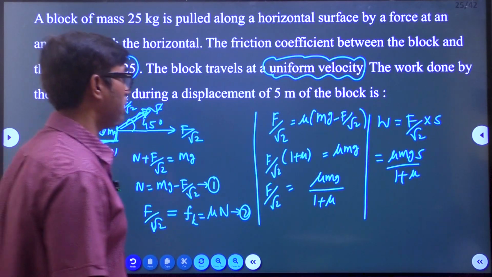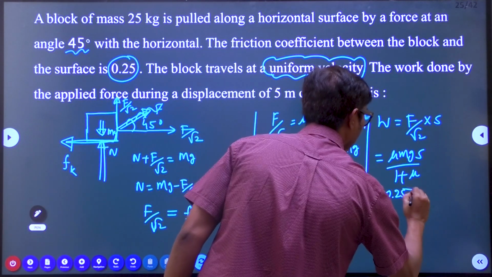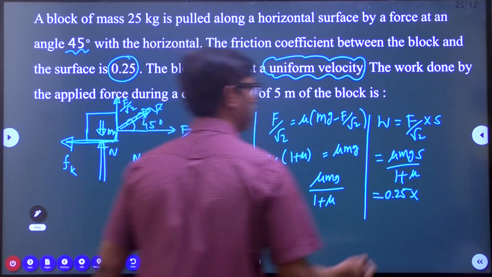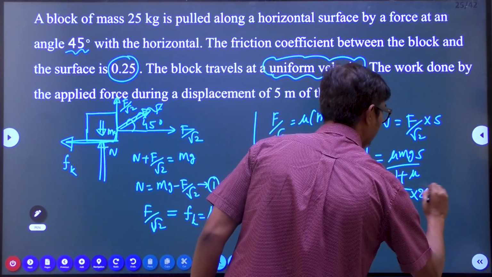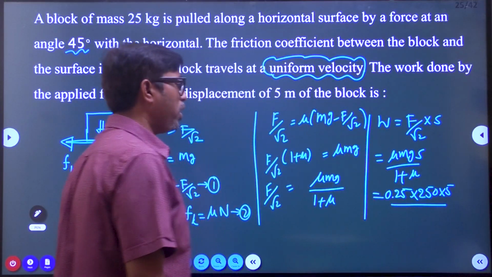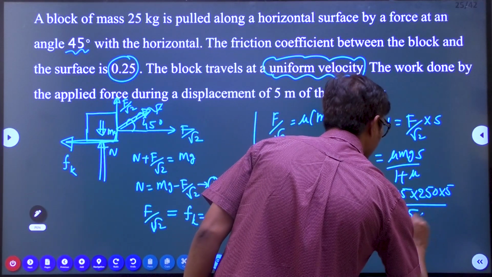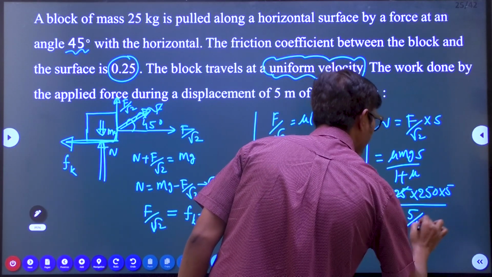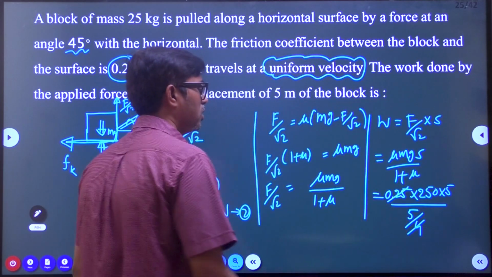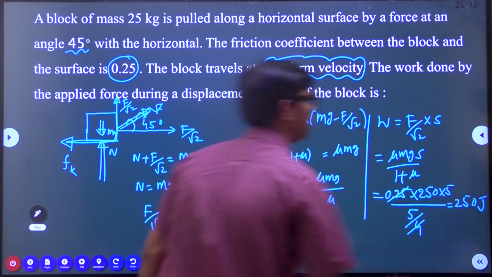So you can substitute the values. Mu is 0.25. Mass is how much? 25 into 10, 250. Displacement is 5 divided by 1.25. That is going to be 5 by 4 basically. So 5 by 4 meaning 0.25, 1 by 4 cancels out. So 5 gets cancelled out, you will get 250 joule. So that is the work done by this.